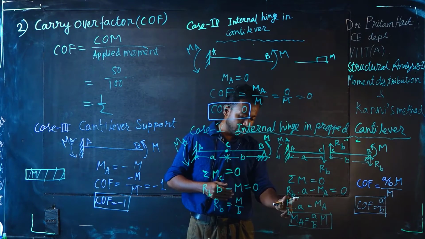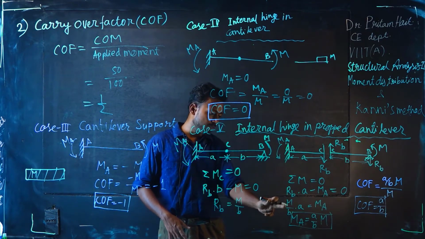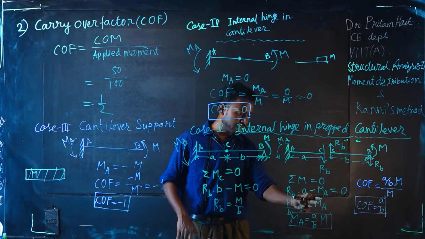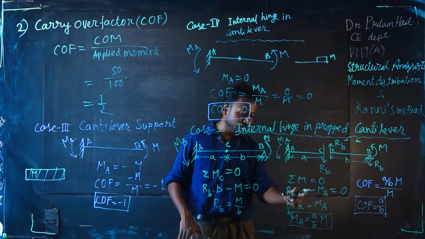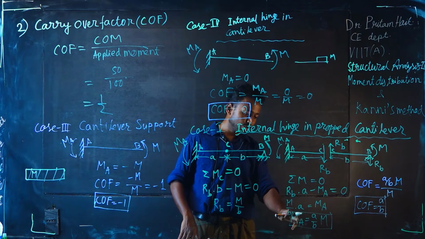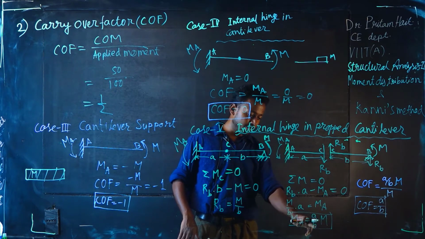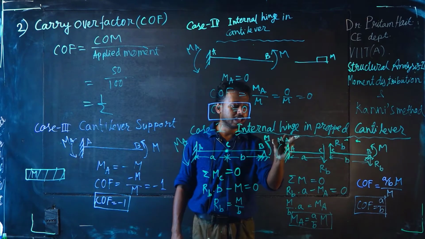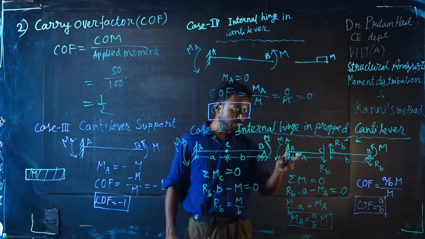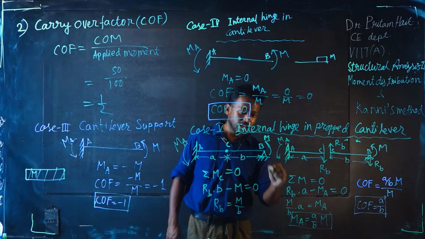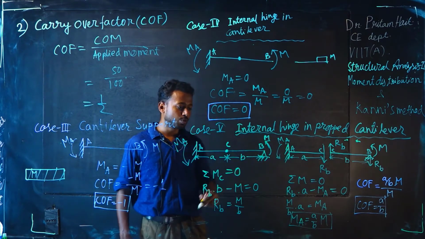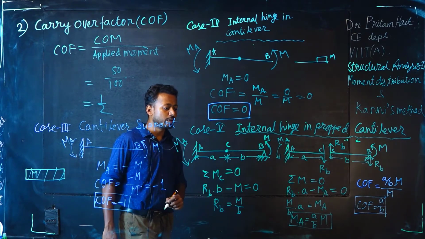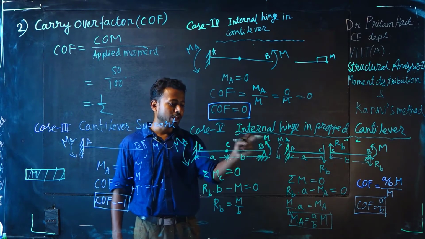So RB value is M by B. Put M by B into A minus MA. So RB into A equals MA. So MA equals A by B into M. So in case of an internal hinge in a prop cantilever beam, if you apply M moment at this prop end, the carryover moment will be A by B into M.